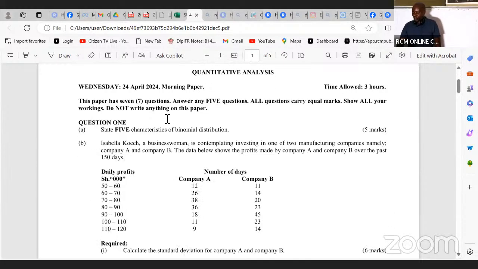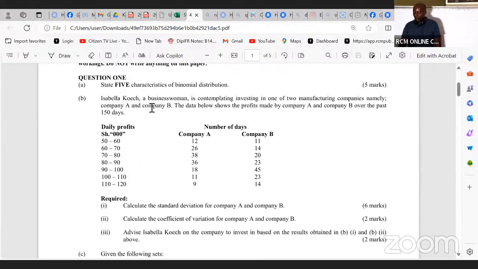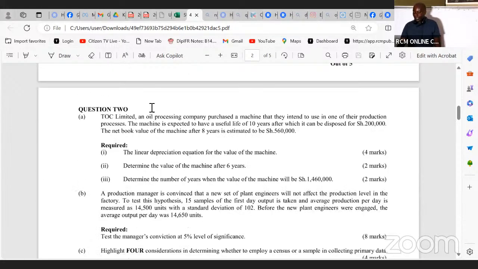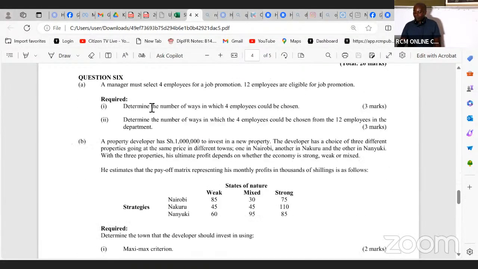This question was tested on the 24th of April, 2024. It's normally a morning paper, a 9 a.m. to 12 p.m. paper. You can see question number 1: state 5 characteristics of a binomial distribution. Bi means 2, so we have the concept of 2 outcomes there. I don't want to talk about binomial distribution today, ladies and gentlemen.